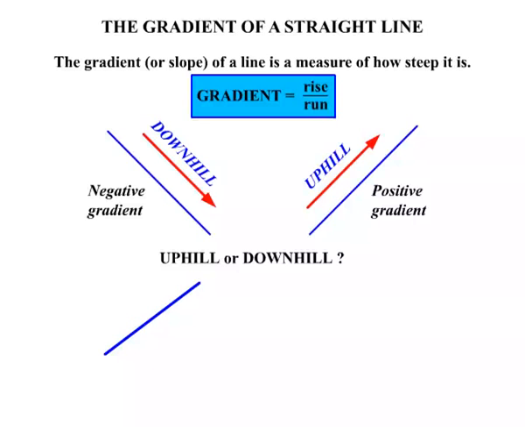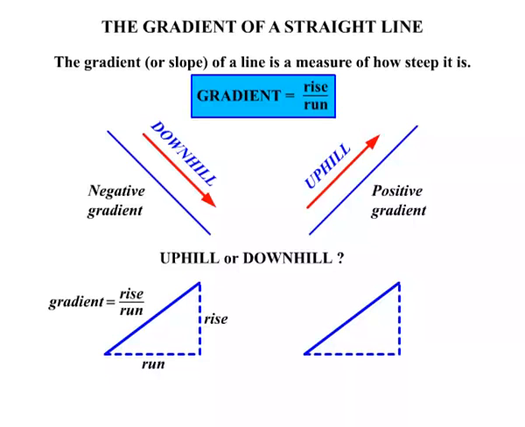So let's look at this line. The gradient equals the rise over the run. So let's say we drew the vertical and horizontal parts in. There's our rise, and there is our run. Have a look at that diagram. The gradient is the rise over the run as a fraction. Let's consider an example here.